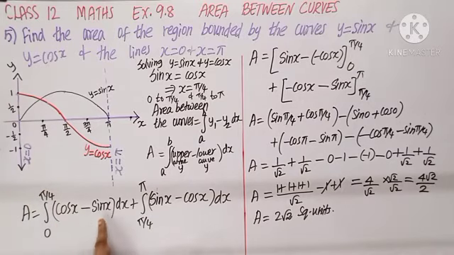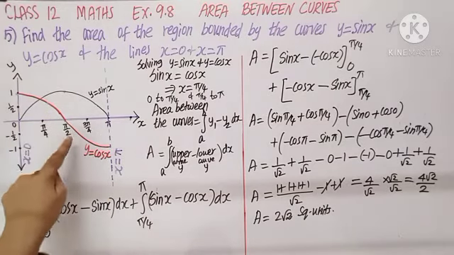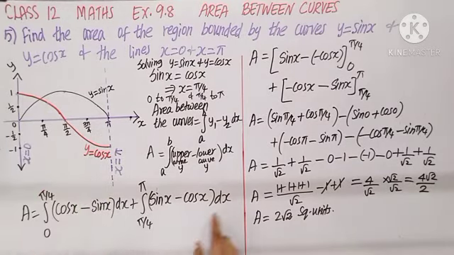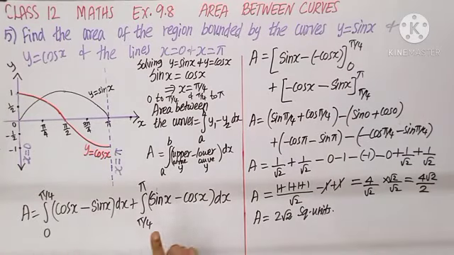So cos x minus sin x, upper curve minus lower curve. Pi by 4 to pi. Sin is above, cos is below. So sin x minus cos x dx. As we integrate, cos x becomes sin x, and sin x becomes minus cos x.